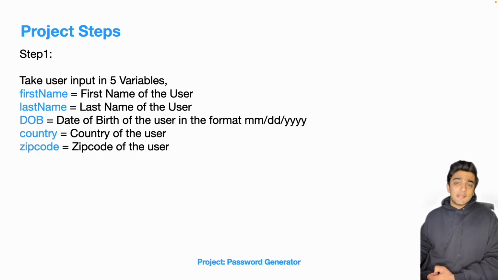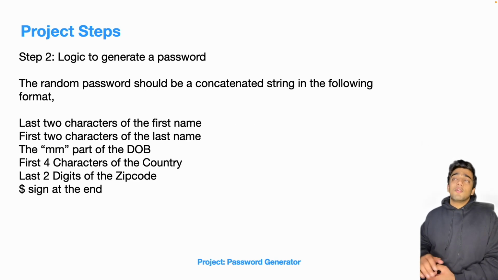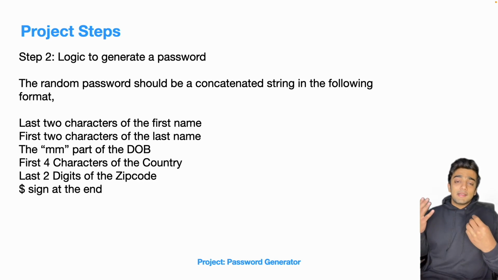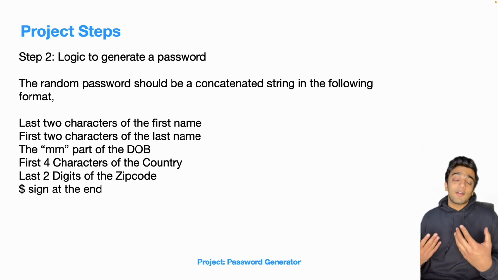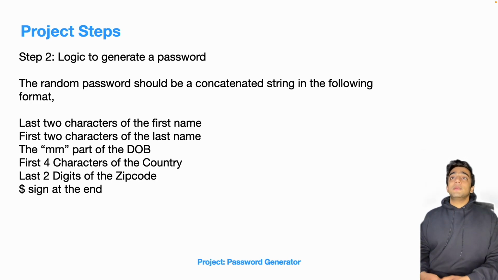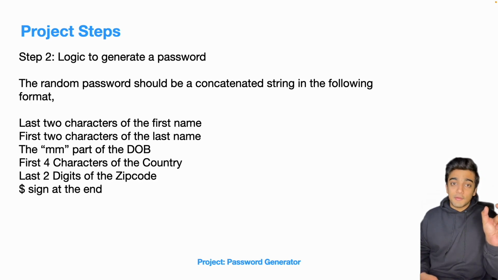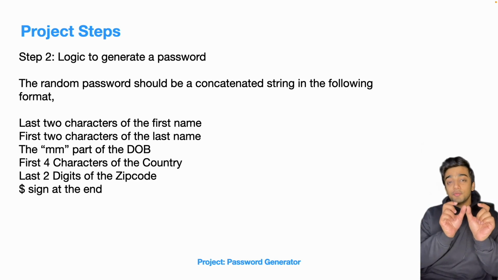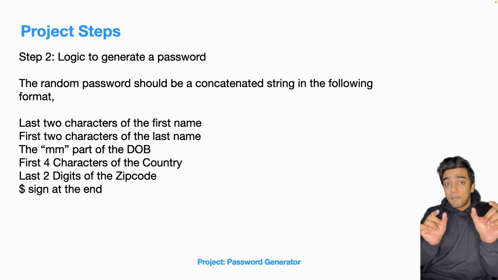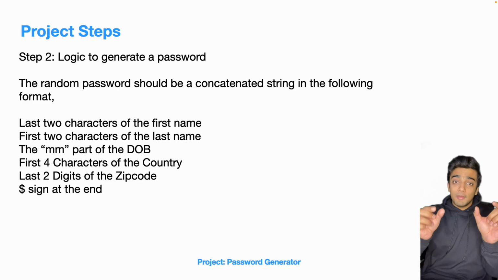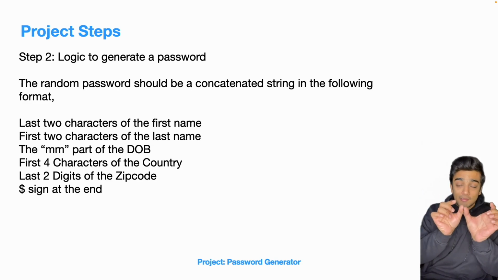Now, once you've taken these inputs from the user, you want to go to step 2, wherein you use this logic to create a password for the user. So the logic with which you're going to be creating a password for the user is you're going to be slicing. So here you're going to be using the concept of string slicing. So in this case, you're going to be slicing the last 2 characters of the first name of the user, join them with the first 2 characters of the last name of the user, then you slice the part from the date or the DOB of the user, you join it to these two.